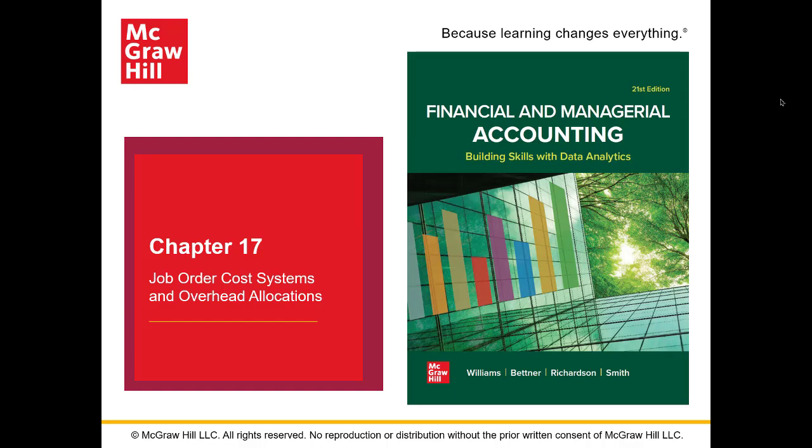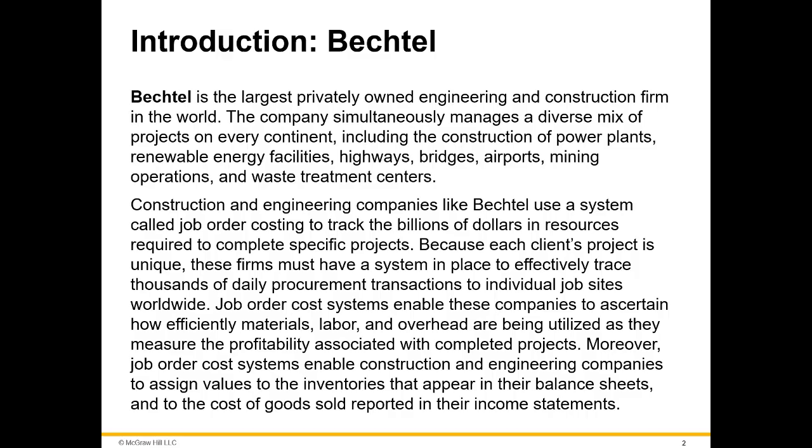This is chapter 17, where we're going to talk about job order cost systems and overhead allocations. Bechtel is an example of a company that does big projects. They construct power plants, renewable energy facilities, highways, bridges, airports, and each of these are unique and different, and they require a system to track those costs.